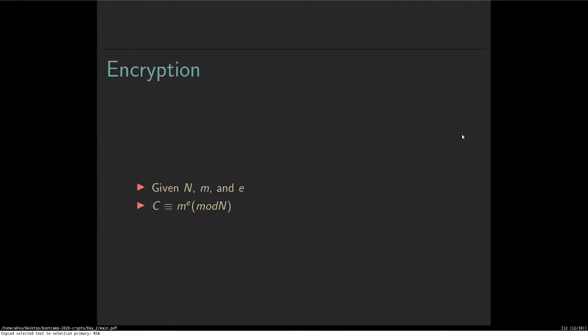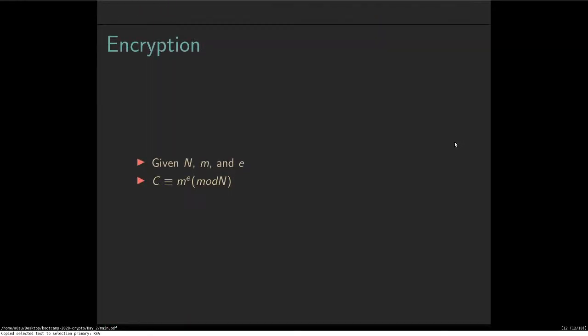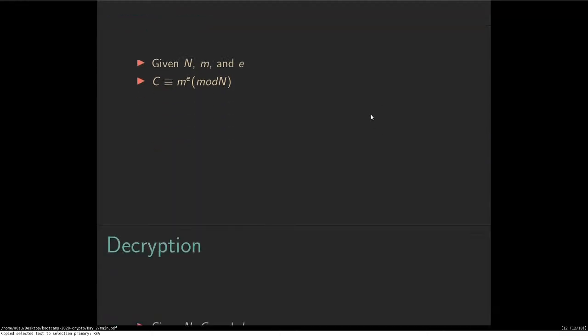So moving on to the encryption. It's pretty similar. It's exactly the same actually to what I showed on the previous slide. So we'll have our modulus n, our message m, which we'll treat as an integer, and we'll raise that to the power e under mod n. That gives us c as before.